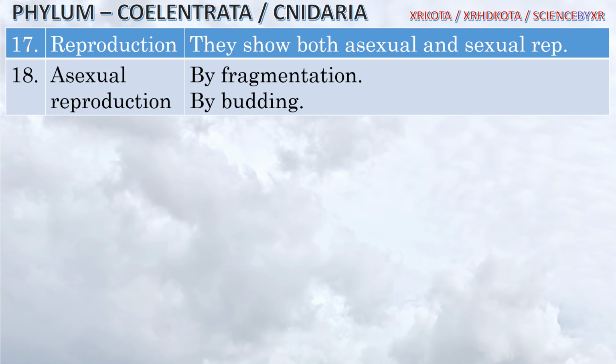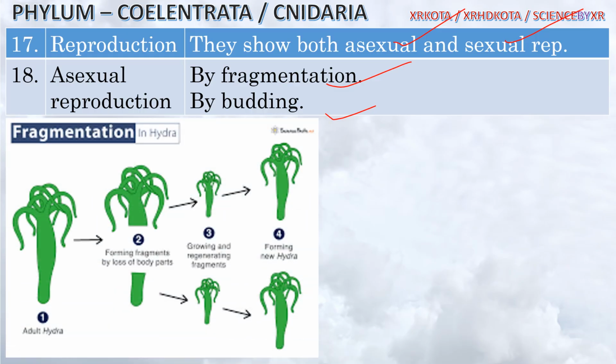Reproduction. They show both asexual and sexual reproduction. Asexual reproduction is by fragmentation as well as by budding. We already studied fragmentation and budding in class 10th. So here is the fragmentation. Suppose the body is cut into two or more parts. Each part which has sufficient cell mass will rearrange and form a new body. See, this is changed into this and this, and here the lower portion also develops the hypostome and tentacles, and that forms two bodies.